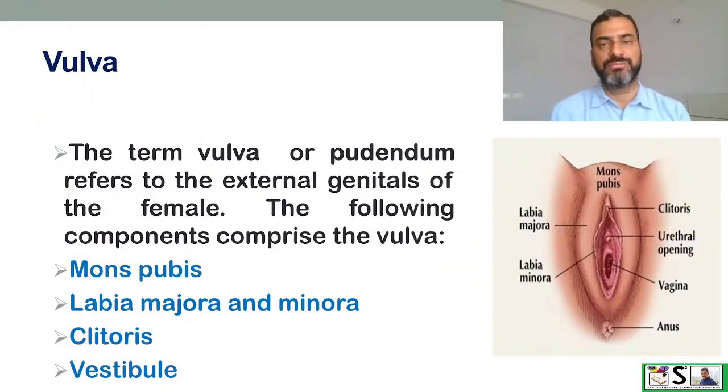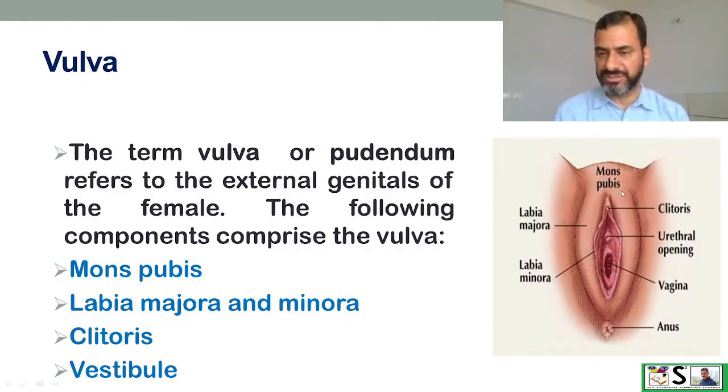Now we come to the external organs of the female reproductive system, and that is vulva. The term vulva or pudendum refers to the external genitalia of the females. The following components comprise the vulva: mons pubis, labia majora and labia minora, clitoris, and vestibule. Now we will discuss them one by one.